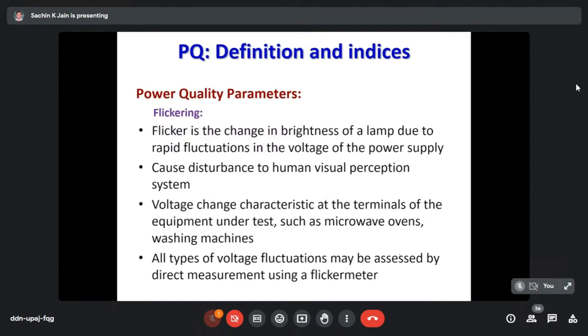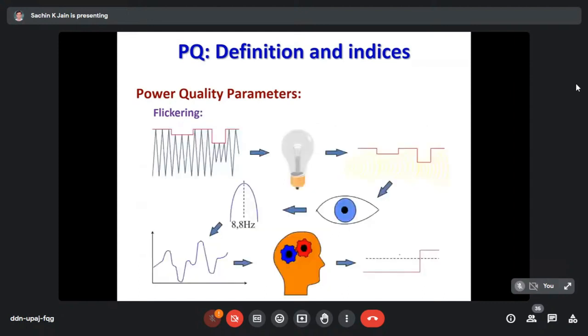So it causes disturbance to human visual perception. It is basically related to frequent changes. It is not about a one-time event where your load or voltage has dipped or swelled. It is about change in brightness of a lamp. This is how we perceive it, and it is modeled as some amplitude modulation of the signal. So flickering is something like this, as you rightly pointed out, and it is related to perception of human eyes.